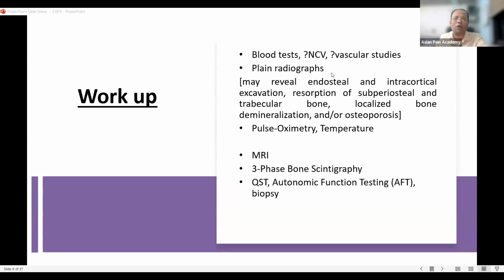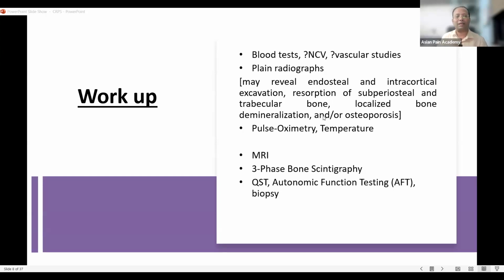Then plain radiographs. What do we want to see? In a specific case that is joint related, say there was a Colles fracture or any wrist fracture, and then the patient has developed CRPS of the upper limb, it usually shows a small area of osteoporosis. It may reveal endosteal or intracortical excavation, resorption of subperiosteal or trabecular bone, localized bone demineralization, or osteoporosis. So this is actually indirect evidence of CRPS.